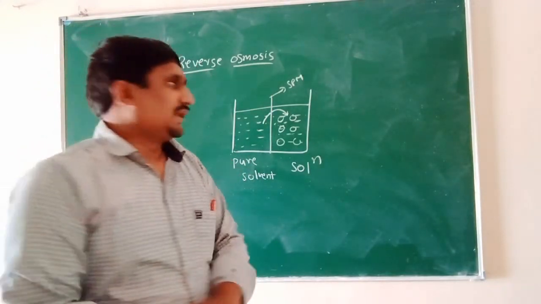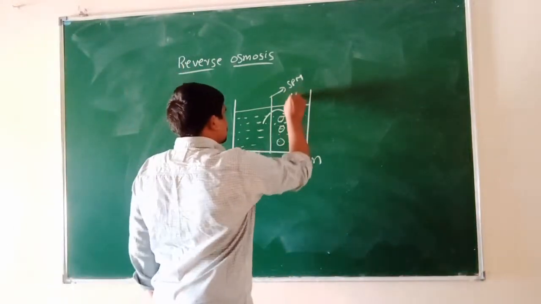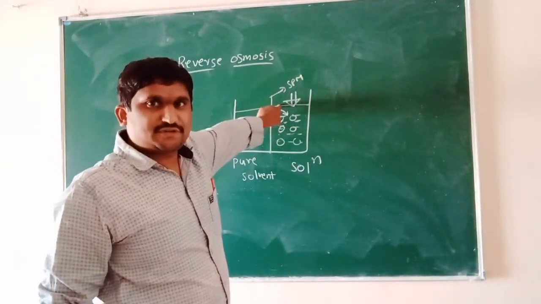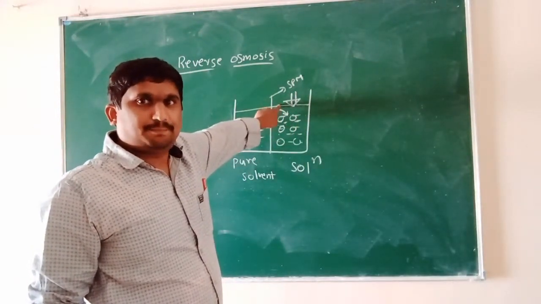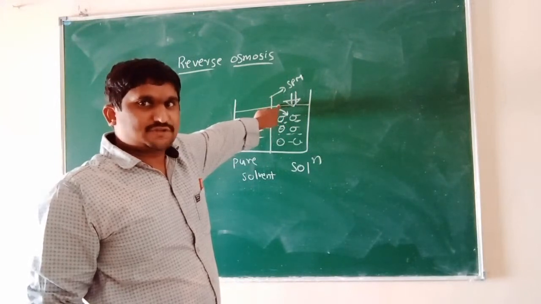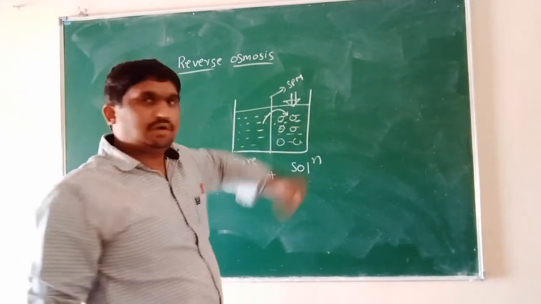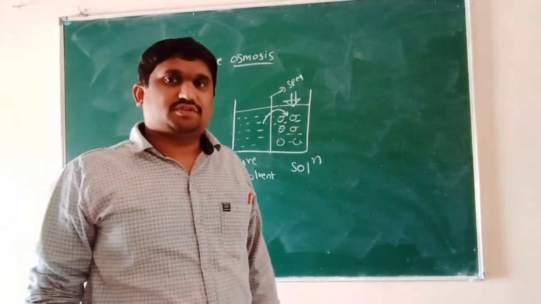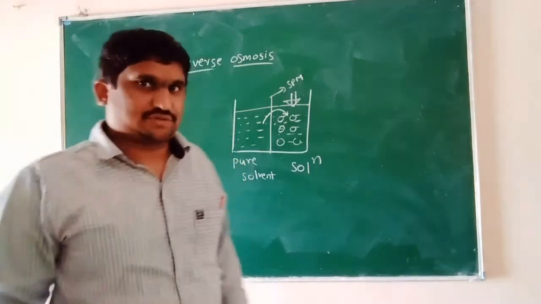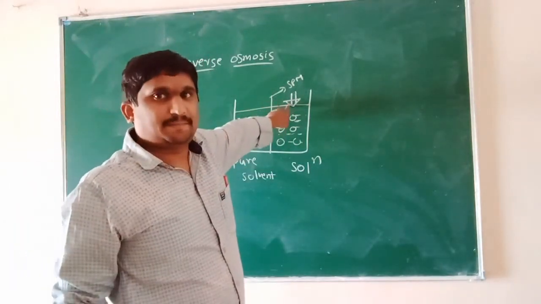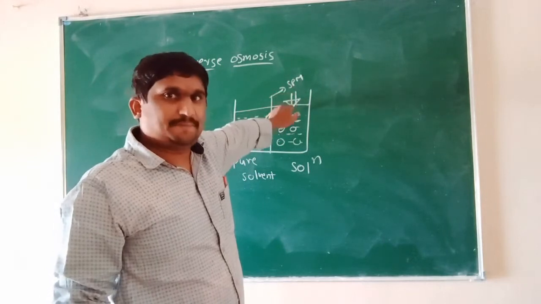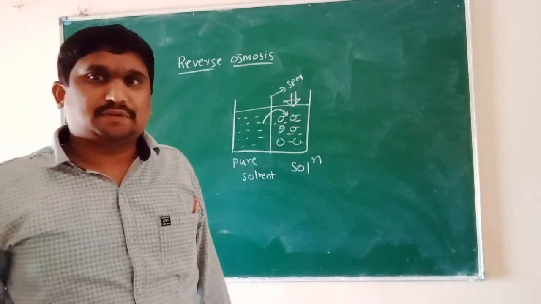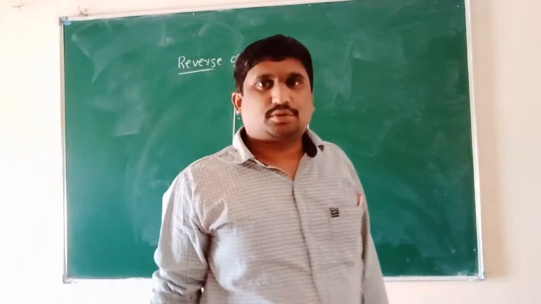Now, if you apply some pressure on the solution side, by applying how much pressure will the flow of solvent be stopped? That is called osmotic pressure. Osmotic pressure is the pressure applied on the solution side to stop the flow of solvent through the semi-permeable membrane.